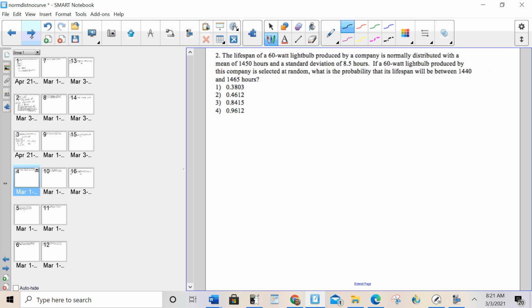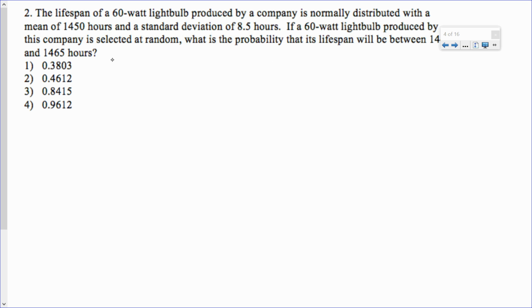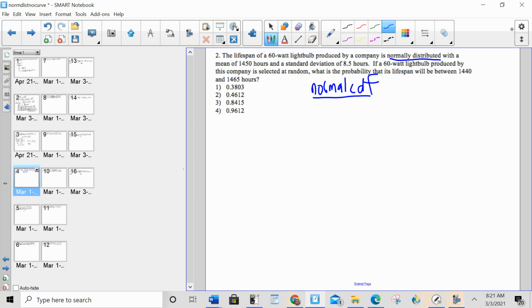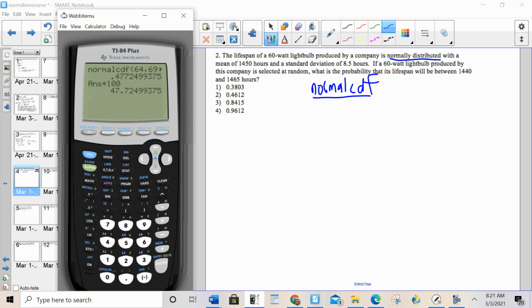The lifespan of a 60 watt light bulb produced by a company is normally distributed. When you see normally distributed, normal CDF. That is the big understanding that you need to have. This is a relatively easy question to do computationally. It's just a matter of knowing to do normal CDF when you see normally distributed.